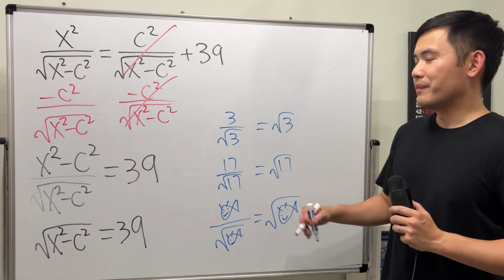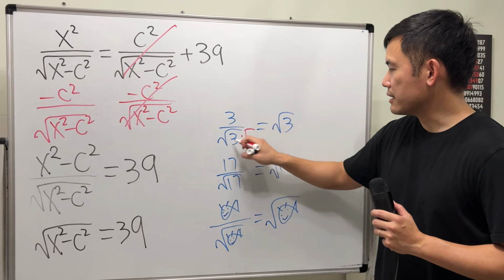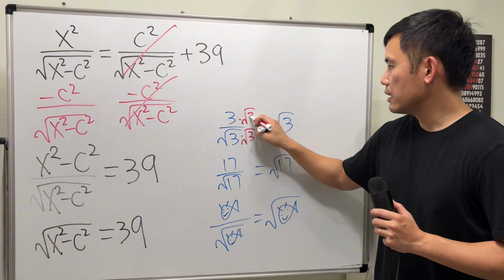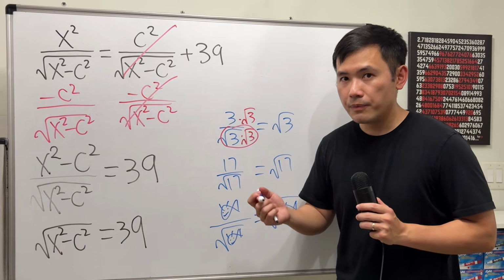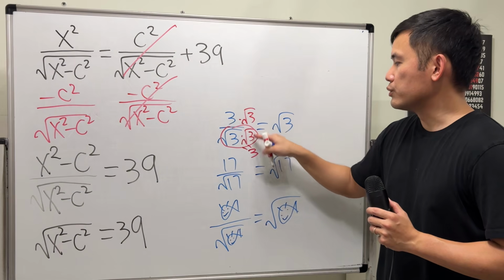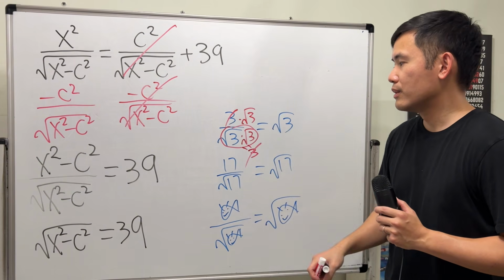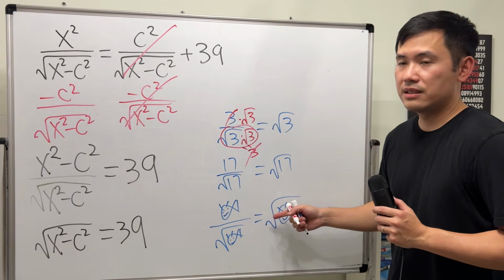Now, why though? Here, let's look at this right here. If we multiply the top and bottom by the same square root, square root of 3 times square root of 3 is square root of 9, which is just a regular 3. 3 times square root of 3 over 3, they cancel. So that's why we just get that. And in fact, same thing for the rest.